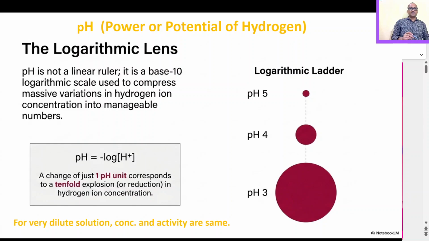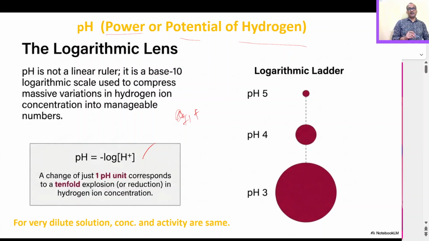So now let's discuss what is pH. pH is power or potential of hydrogen. So pH is defined as minus log of the activity of hydrogen ion. But mathematically, most people write pH equal to minus log H+ ion concentration.